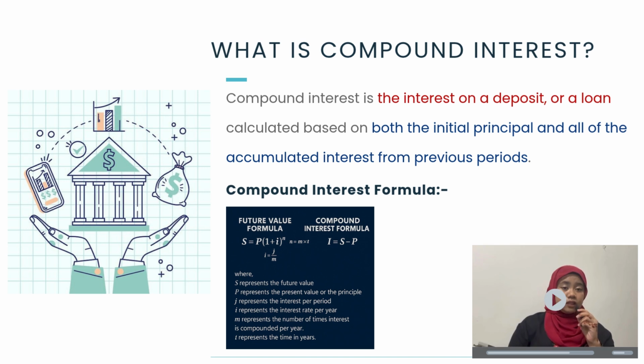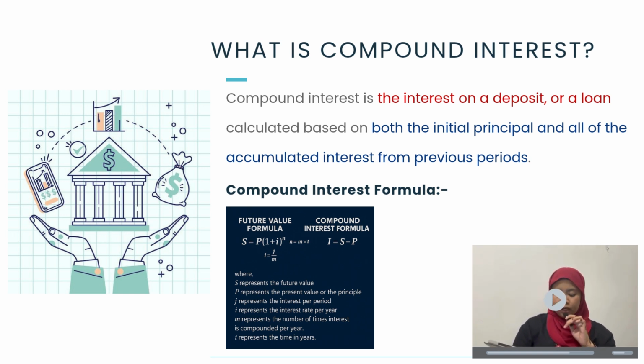S we know as future value. P is the present value or the principal. J is the interest per period. I is the interest rate per year, and M is the number of times interest is compounded, and the last one, T, is the time in years.